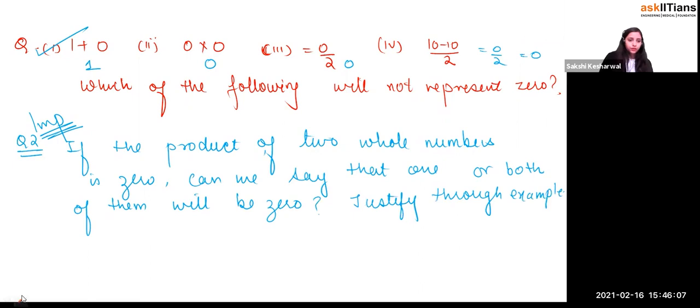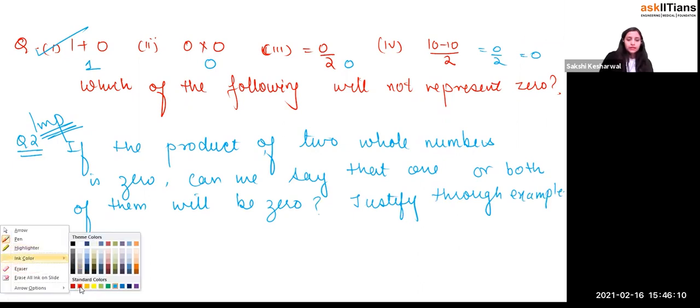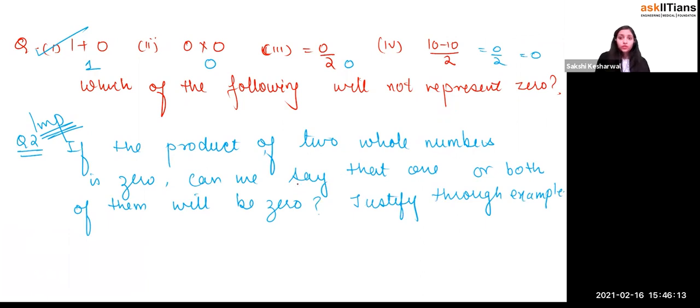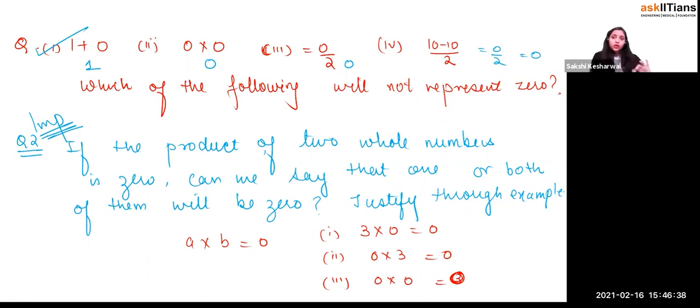Just see over here. It says that the product of the two whole numbers is 0. It means A into B is equal to 0. So can we say that one or both of them will be 0? Right now we did an example. If I write 3 into 0, your answer will be 0. If I write 0 into 3, that's 0, true. And 0 into 0 is 0, right or not? So if the product of two numbers is 0, it is not necessary that both numbers are 0. One number can be a non-zero number. You see that 3 into 0 gives you 0. So these are the three possibilities.